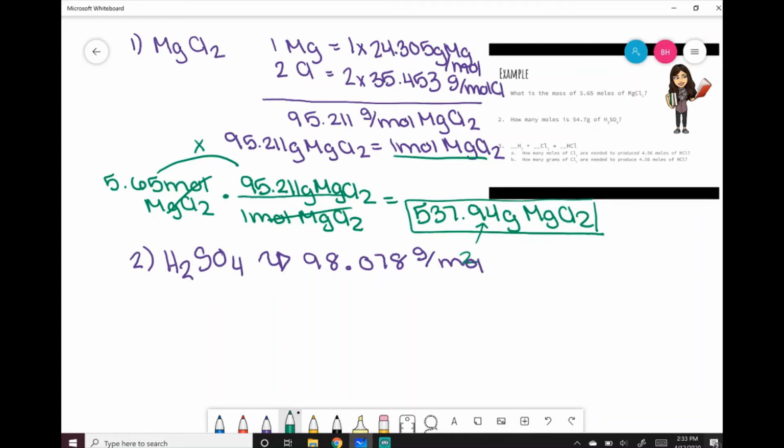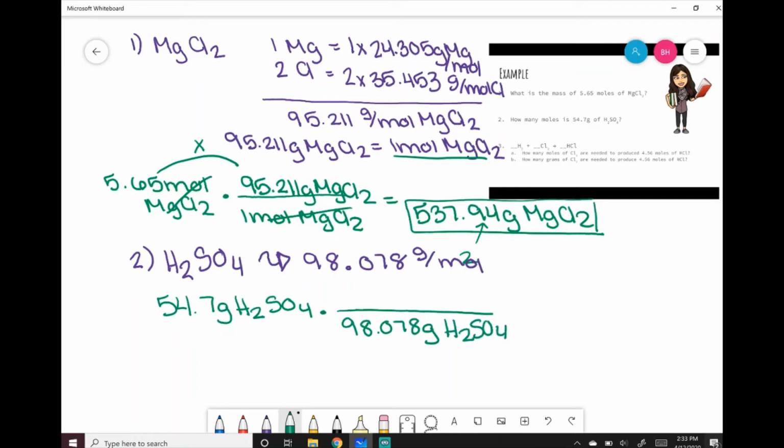Still start with what's given in the problem. So we know we have 54.7 grams of H2SO4. And now I'm going to plug in my conversion factor. I want grams on the bottom, and it is 98.078 grams. And my moles is on top, so it's going to be 1 mole.